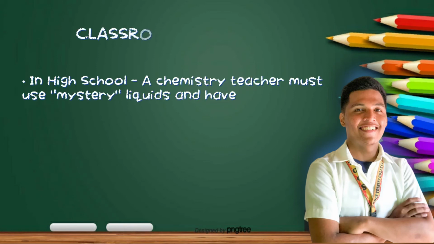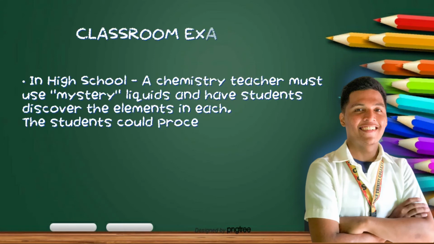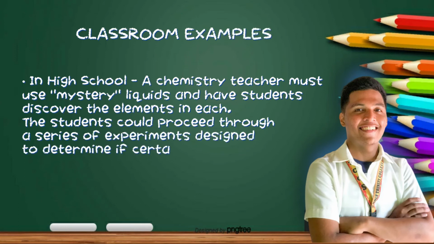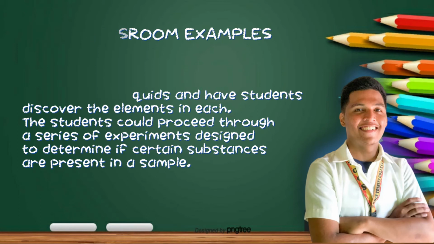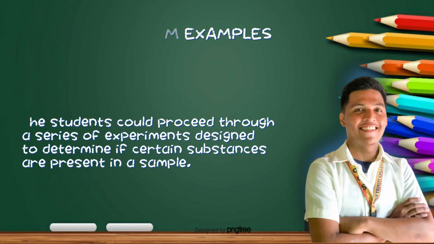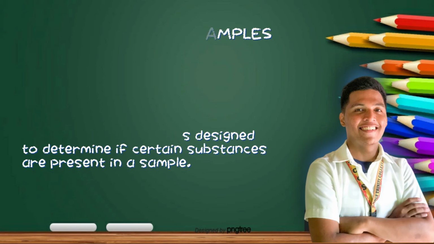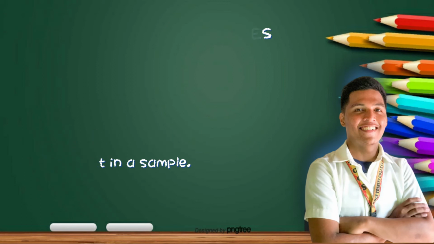In high school, a chemistry teacher might use mystery liquids and have students discover the elements in each. The students could proceed through a series of experiments designed to determine if certain substances are present in a sample. By using the experimental process, students learn about the reactions of various substances to certain chemicals and also how to determine the contents of their mystery substance.